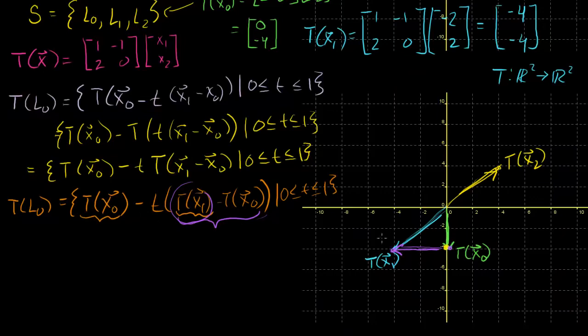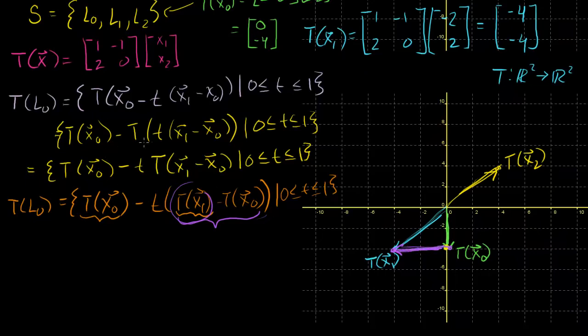We took the difference of the two, and we have scaled up versions of that between t is equal to 0 and 1. So the transformation of L naught really just became the line between the transformations of both of the endpoints, which is a pretty neat result. It makes our life simple.